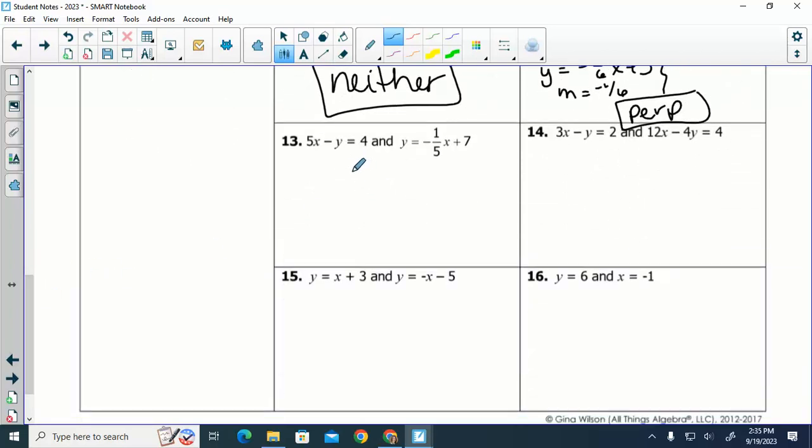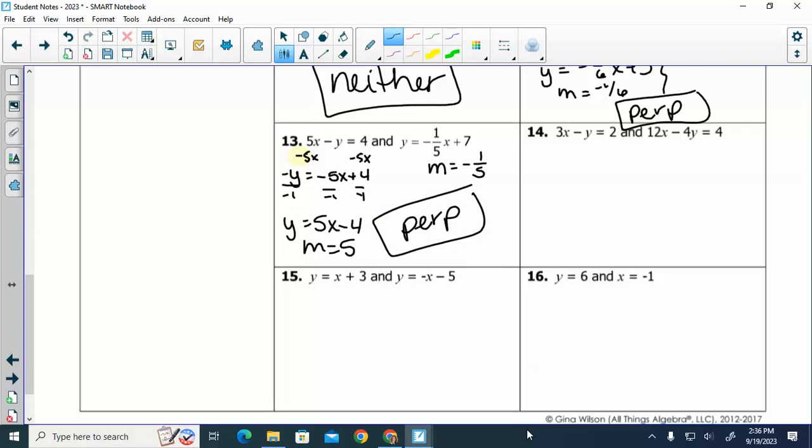Why don't you guys try 13 for me? So we have to subtract the 5x. So negative y equals negative 5x plus 4. Divide by negative 1. So y equals 5x minus 4. So the slope is 5. That's like 5 over 1. So what's the slope of this one? And what's that mean? Alright. Those okay?